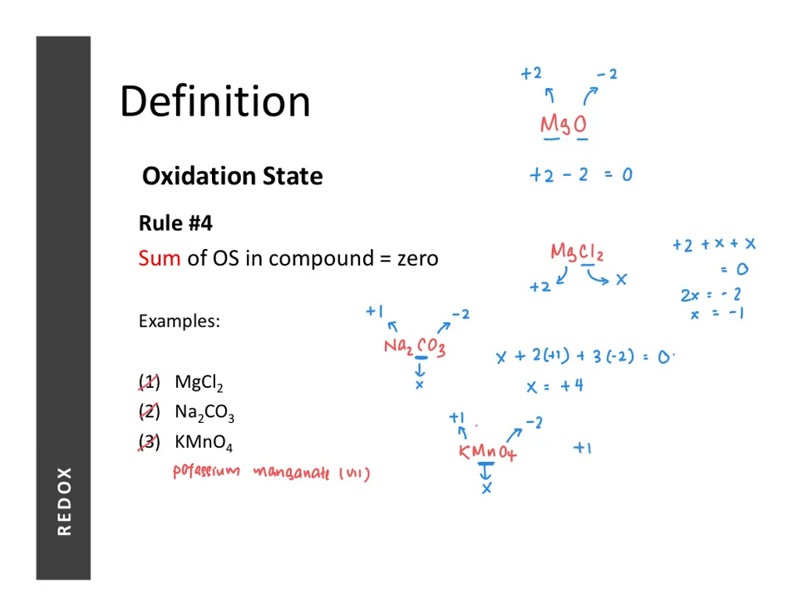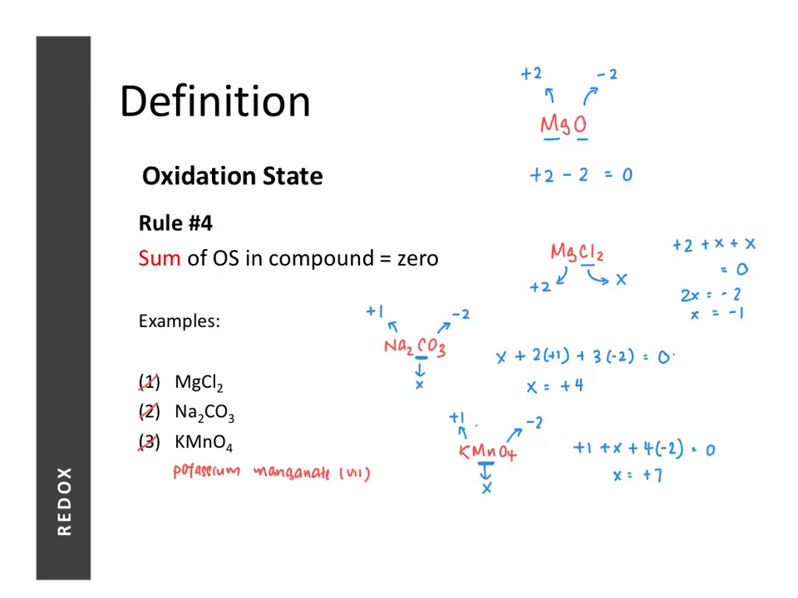Plus 1 plus X plus 4 times minus 2. Why do we have to times 4? Because there are 4 oxygen atoms, and the sum of oxidation states in a compound, they add up to 0. So if you solve for X, you will find that X equals to plus 7, meaning manganese in potassium manganate 7 has an oxidation state of plus 7.